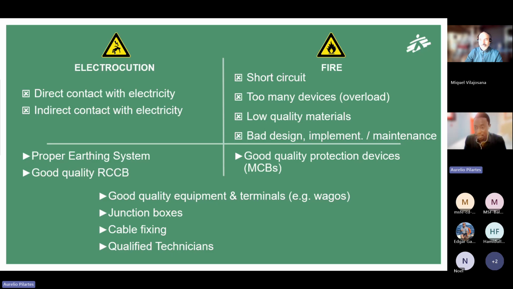So that comes to the connection thing. You do very tight connections using good quality material, like Wagos, for example. And we should always use junction boxes because they will prevent your connections from having contact with other external elements, or sparks from having contact with other elements.